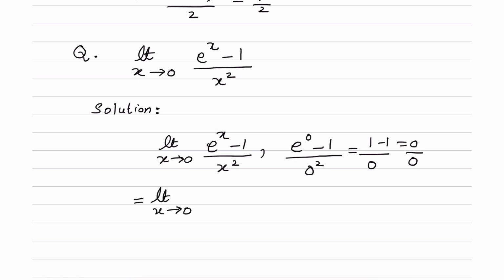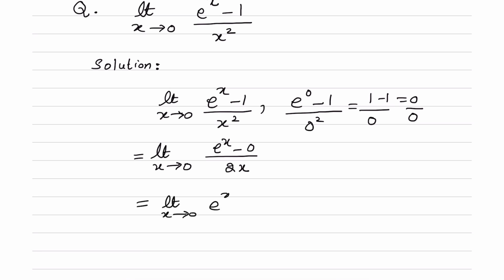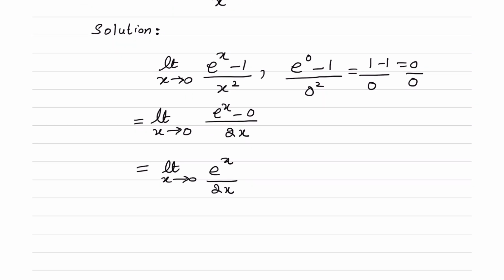Limit x approaches to 0. Derivative of numerator separately, which is derivative of e^x is e^x minus derivative of 1 is 0. And derivative of denominator separately, which is 2x. Simplify this expression, e power x over 2x. We can't simplify any further, so we will apply the limit. And when we apply the limit, we get e power 0 over 2 into 0. E power 0 is 1, 2 into 0 is 0, 1 over 0 is infinity.